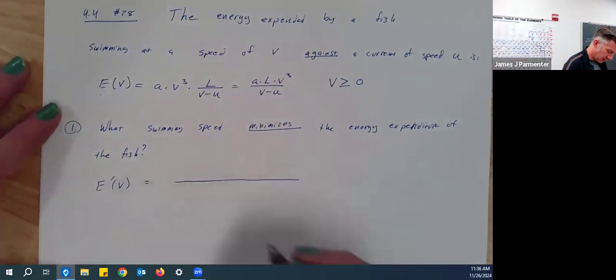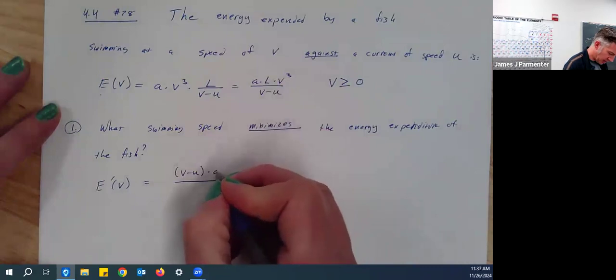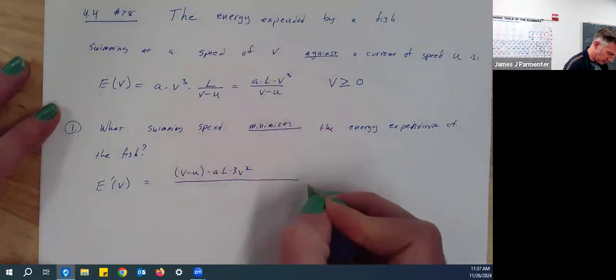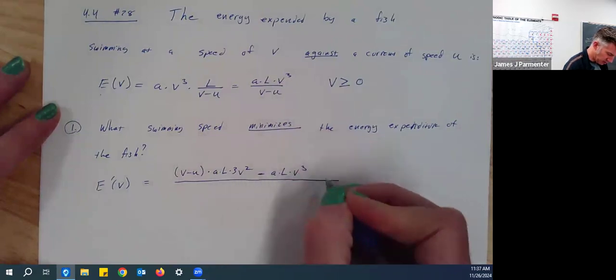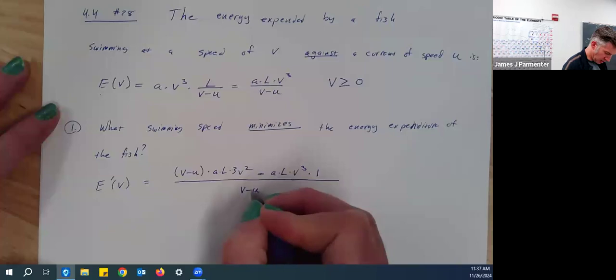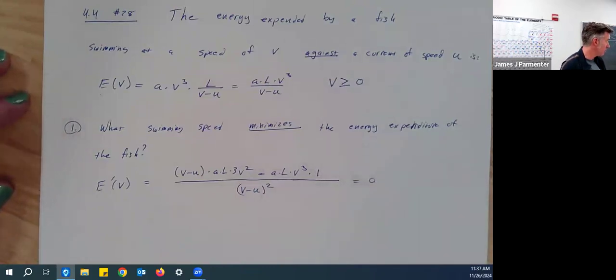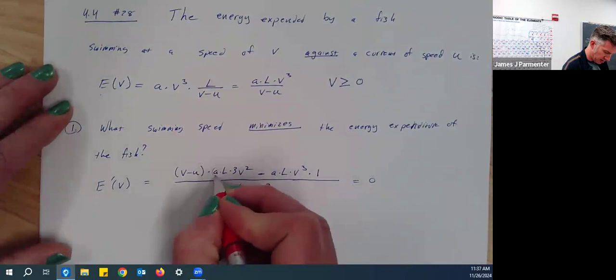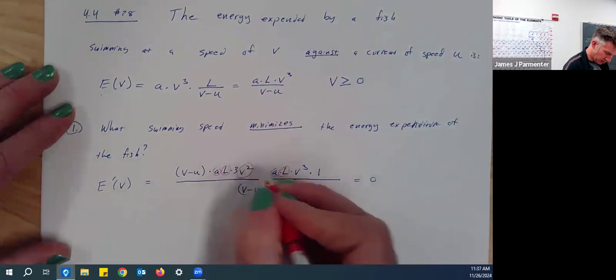usual quotient rule stuff, it's the bottom, v minus u, times the derivative of the top, which is a times L times 3v squared, minus the top, a times L times v cubed, times the derivative of the bottom, which is 1, all divided by the denominator squared. And if we're going to set that equal to 0, it's really going to be in our best interest to try and factor out as much as possible. And I see a lot that can be factored out. From both of these two terms here, we can factor out an a, we can factor out an L, and we can factor out a v squared.